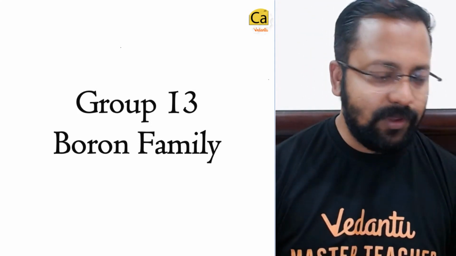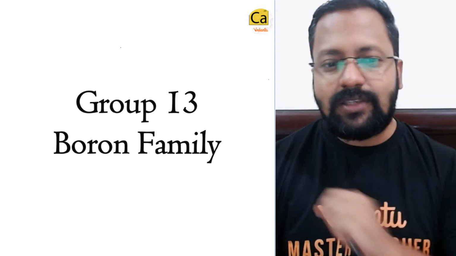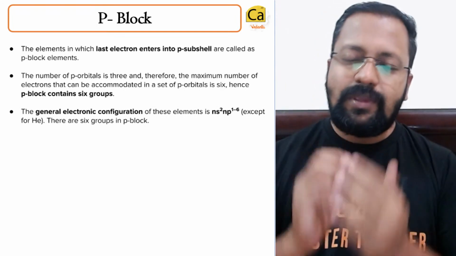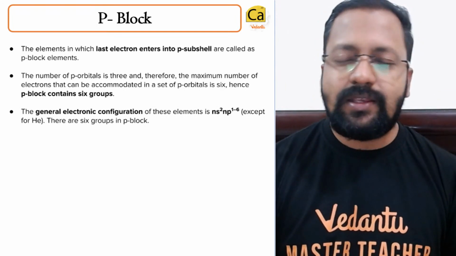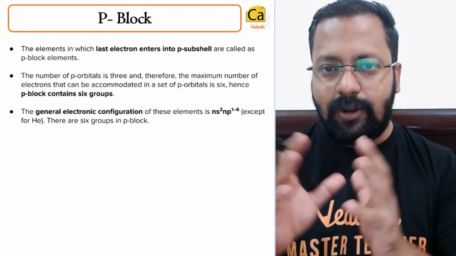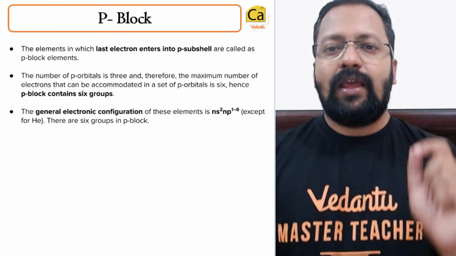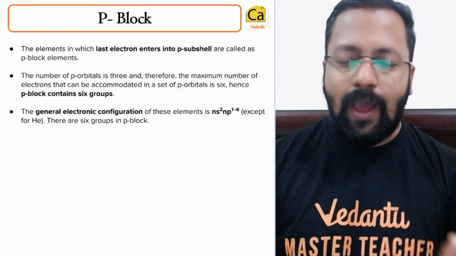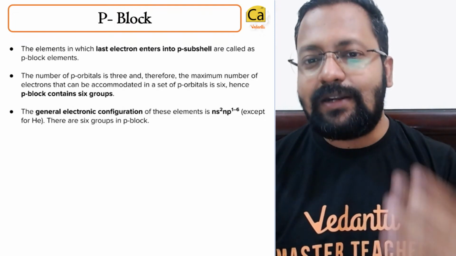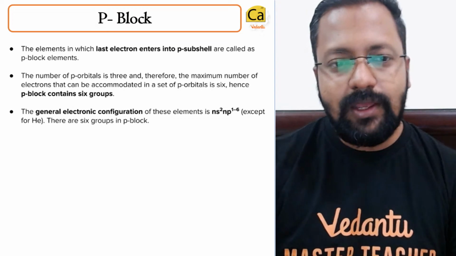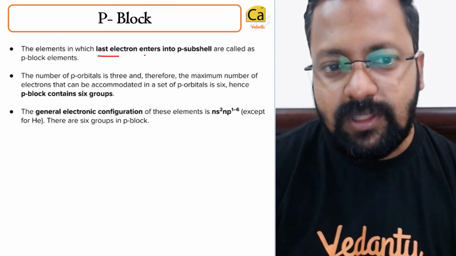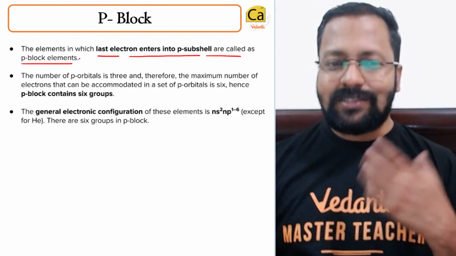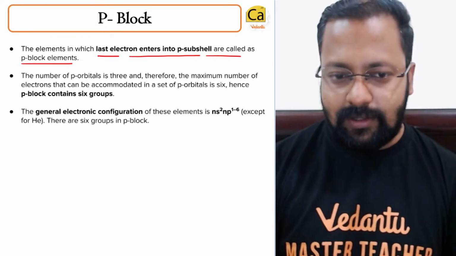Okay, chalo. Good morning guys. Let's start group 13, that is boron family. First of all, let us understand what is P block. P block is that part of the periodic table in which those elements are present who have their valence electrons entering the p orbital. These are the elements in which the last electron enters the p orbital.